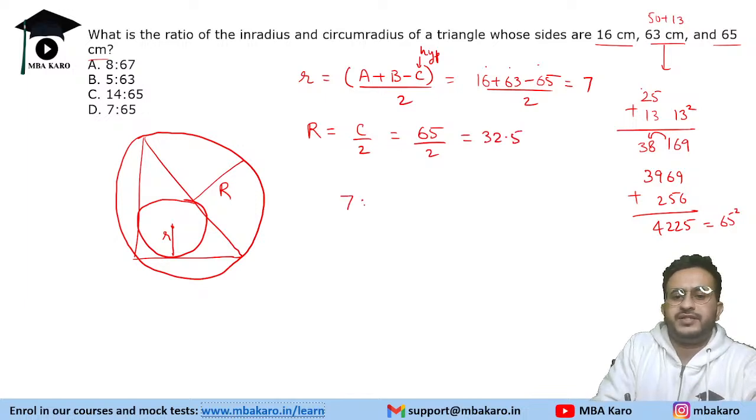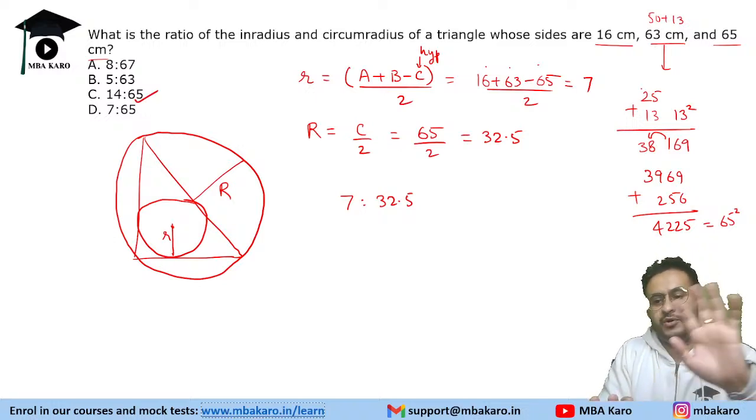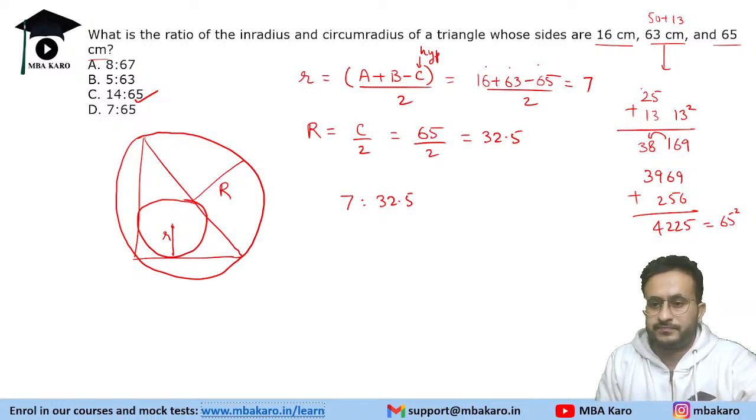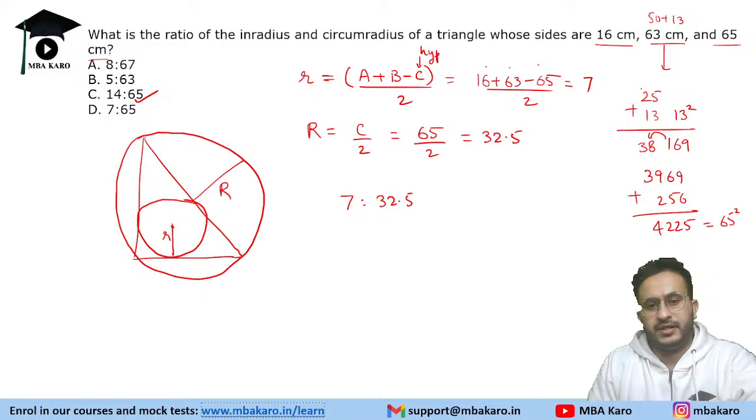So the ratio is 7 to 32.5. If you multiply by 2, you get 14 to 65. So this is a direct property based question. Only in this can we find the inradius and circumradius directly. So that will be the answer. In others, you have to find it.